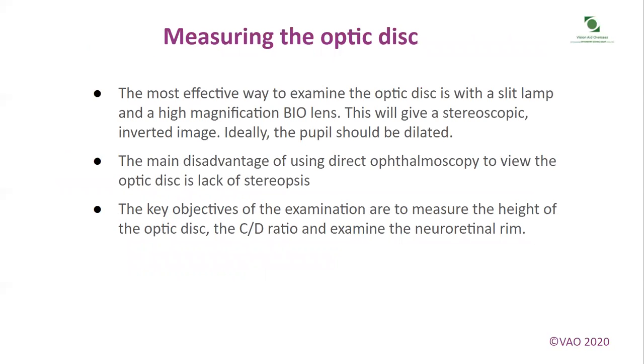Measuring the optic disc. The most effective way to examine the optic disc is with a slit lamp and a high magnification binocular indirect ophthalmoscope lens. This will give a stereoscopic inverted image. Ideally, the pupil should be dilated. The main disadvantage of using direct ophthalmoscopy to view the optic disc is lack of stereopsis. The key objectives of the examination are to measure the height of the optic disc, the cup-to-disc ratio, and to examine the neuroretinal rim.